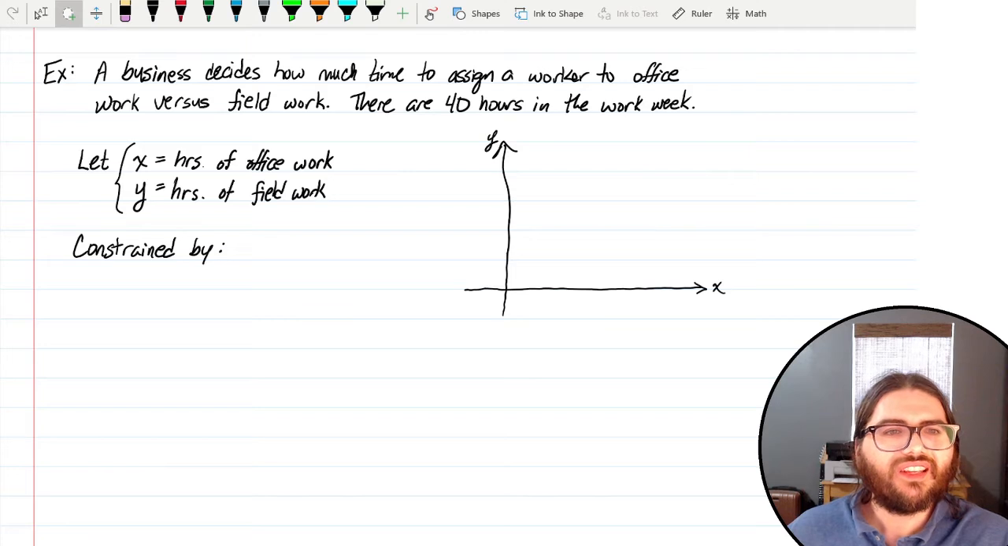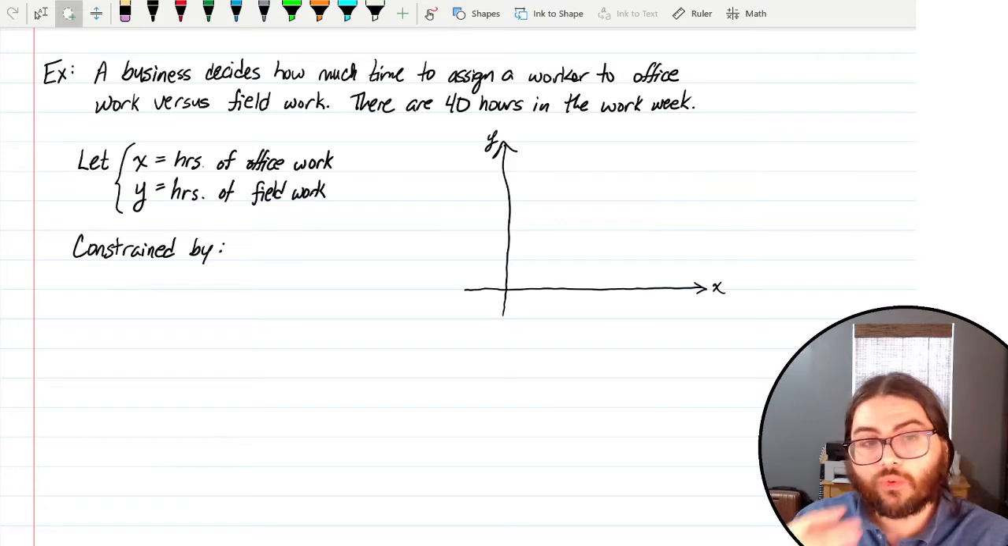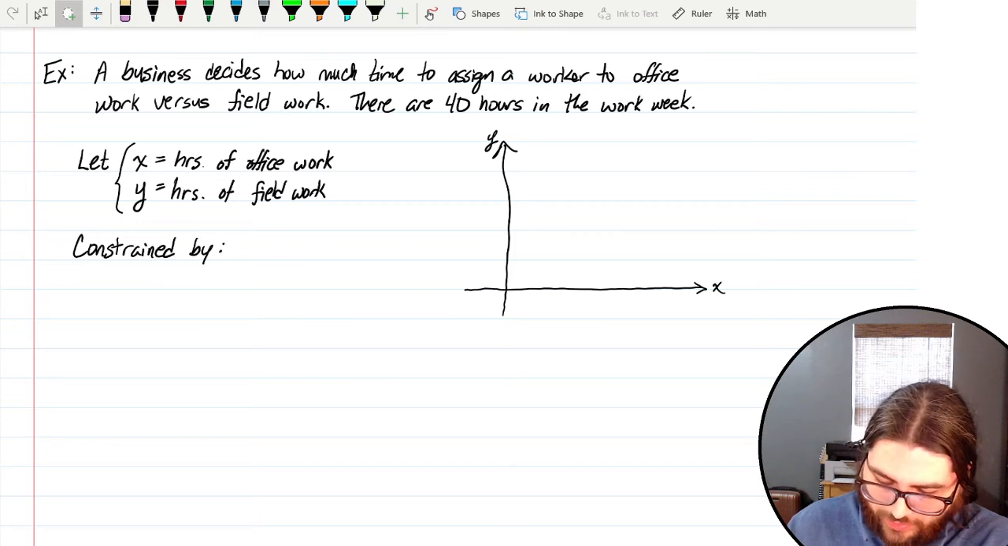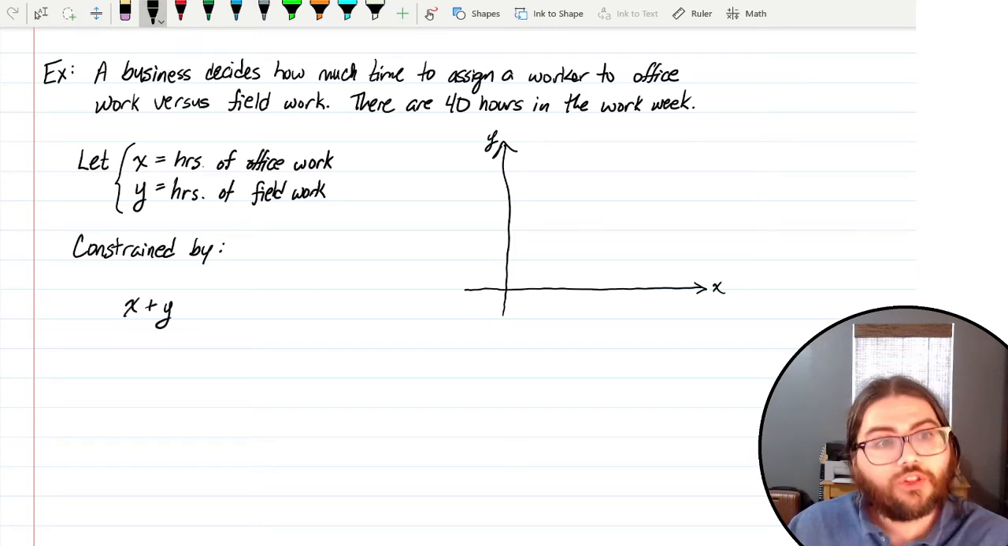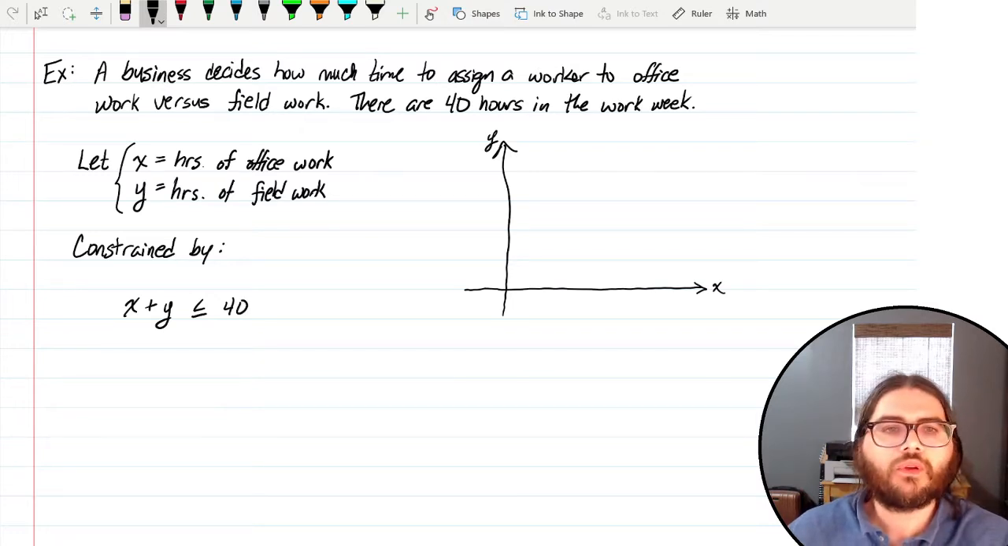So in this case, in the word problem, it says that there are 40 hours in the work week. And so the total number of hours that I work has to be less than or equal to 40. Let me see how I would write that as an inequality. The total number of hours that I work, I think that is X plus Y. The total number of hours that I work has to be less than or equal to 40.